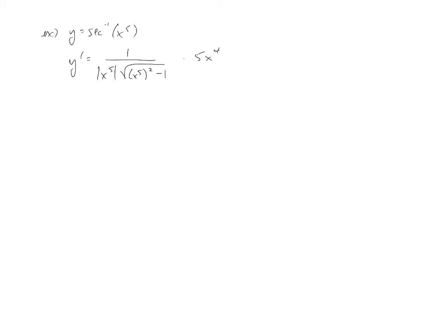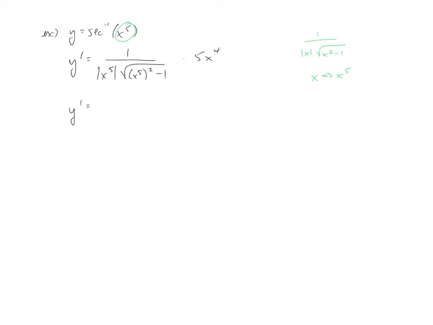So remember, that derivative template, if you will, that we started with was 1 over the absolute value of x, root x squared minus 1. In our case, the x is going to be equal to x to the fifth from right here. Okay? So by plugging all that stuff in, this would be considered an unsimplified derivative.